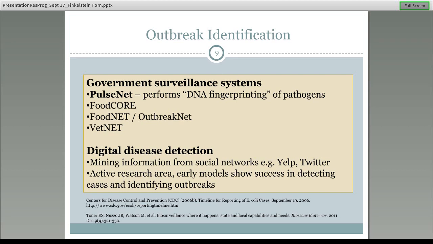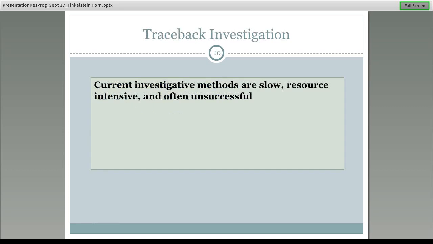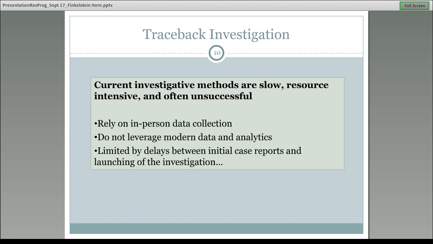But we still have the problem, once we've detected an outbreak, where is it coming from? And that's, as we said, traceback investigation. And the problem with that traceback investigation is current methods are really still slow and resource intensive and often unsuccessful. And there are a number of reasons for this. Some of them include the fact that they rely very heavily on in-person data collection, so sending investigators out to the field to collect data. There's not a lot of use of modern data and analytics, and they're limited by delays between the initial case reports and then the launching of the investigation, as we saw in the timeline for the 2006 spinach outbreak.